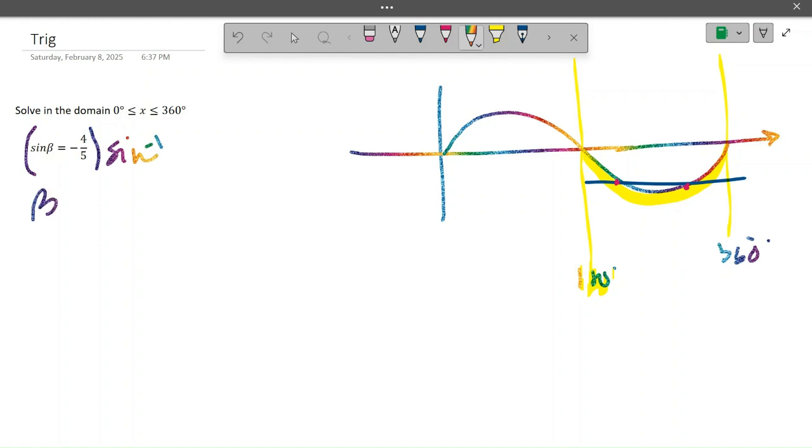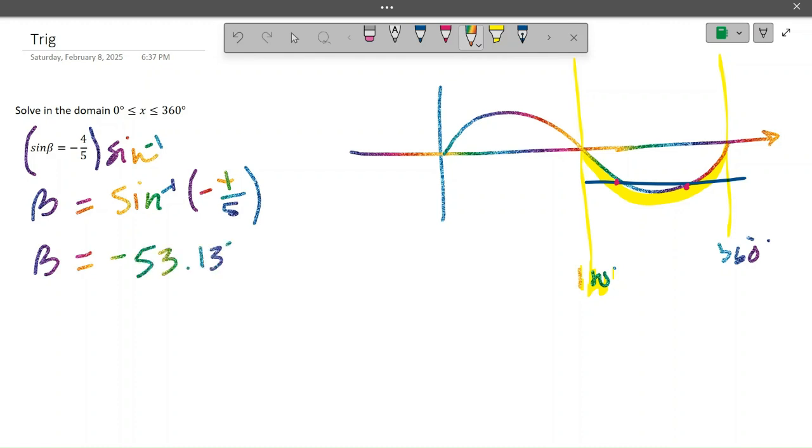When I do that, I end up with beta equals the inverse sine of -4/5. I'm going to pop that in my calculator, and when I do that, make sure that your calculator is in degree mode, which hopefully it is, because this is the third problem we're now doing together. I end up with -53.13 degrees. Like the last problem we did, this solution is correct, but it's outside of our domain. So we need to find the solutions within our domain. So that means between 0 and 360 degrees.